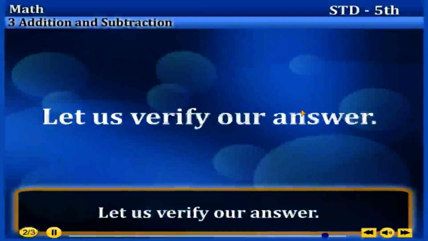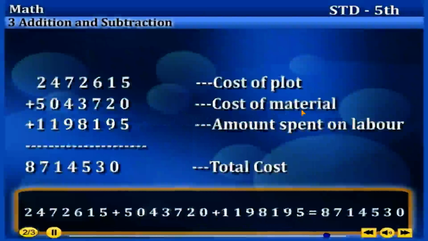Let us verify our answer. 24,72,615 is the cost of plot plus 50,43,720 is the cost of material plus 11,97,195 is the amount spent on labor equals 87,14,530, which is the total cost.